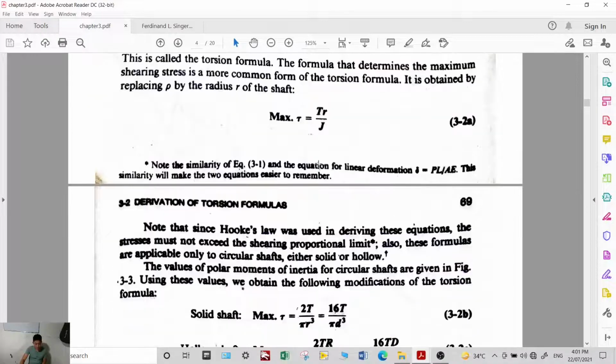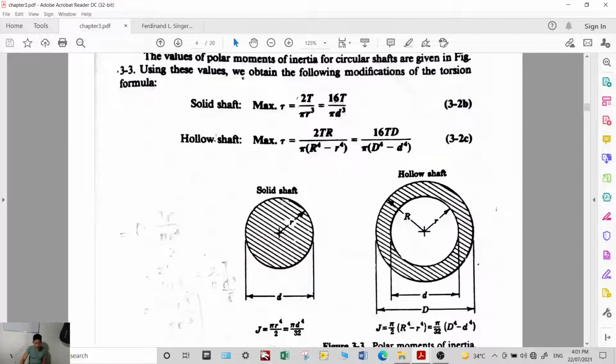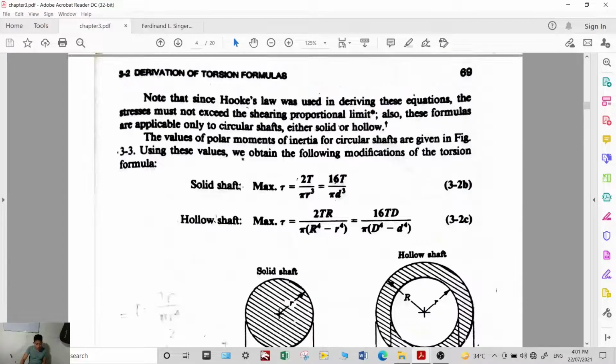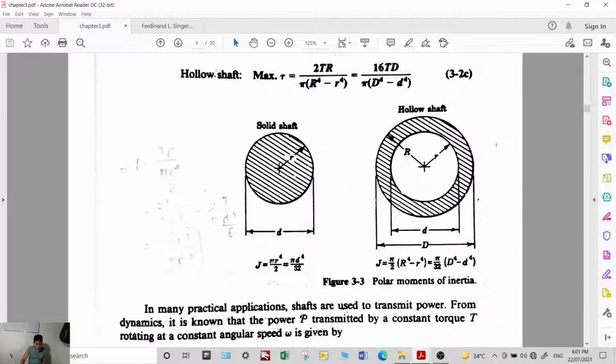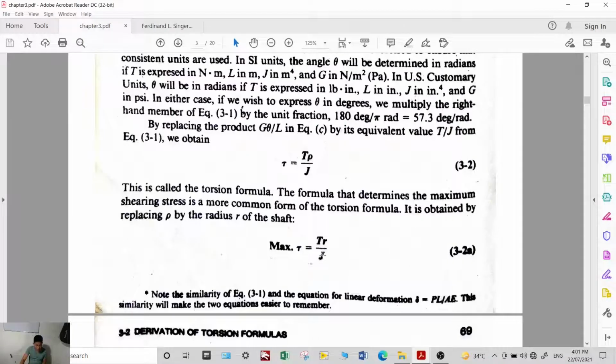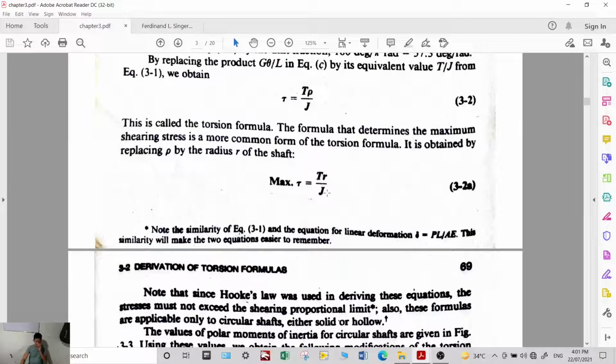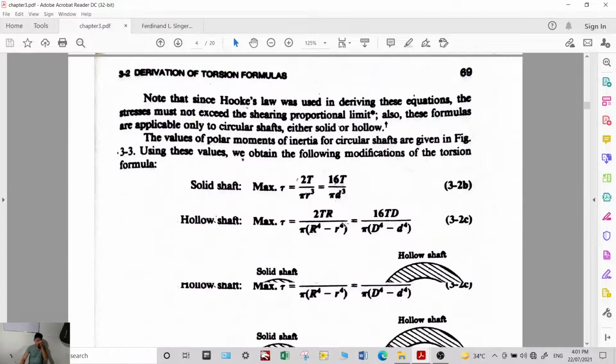Again, if we want to be specific for a solid shaft, the polar moment of inertia is this one. You plug it in here, and you can get this: 2T over pi r cubed, or just equal to 16T over pi d cubed. Okay? So you just plug it in here.